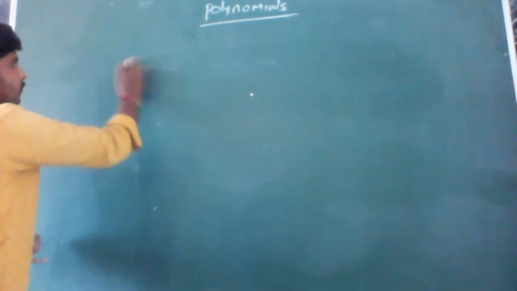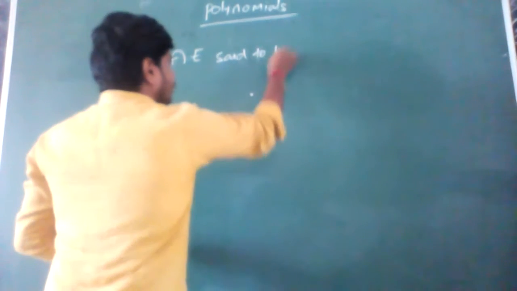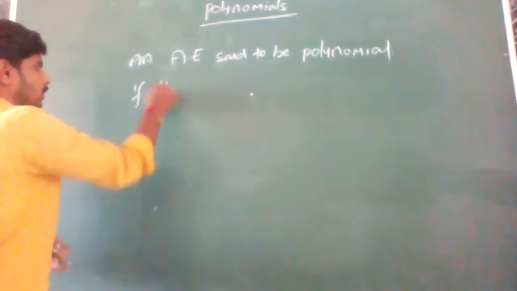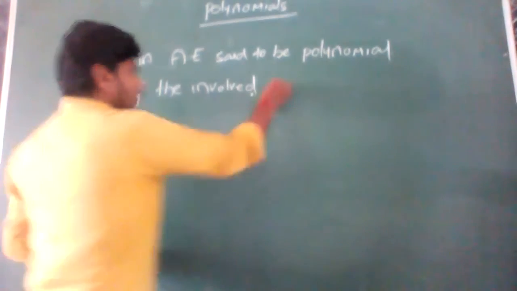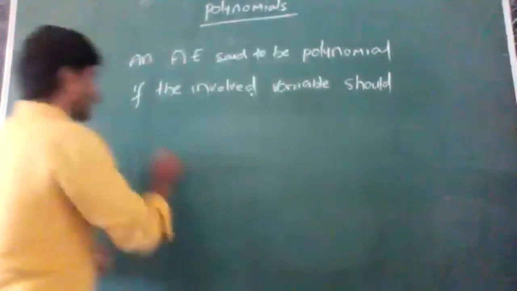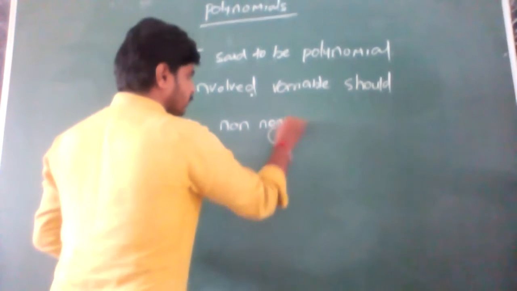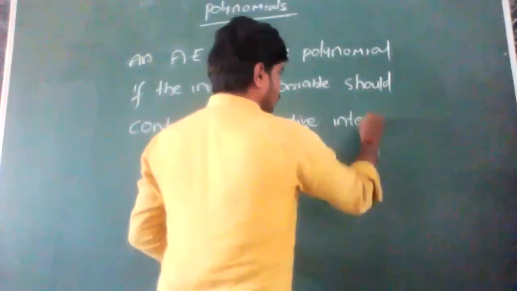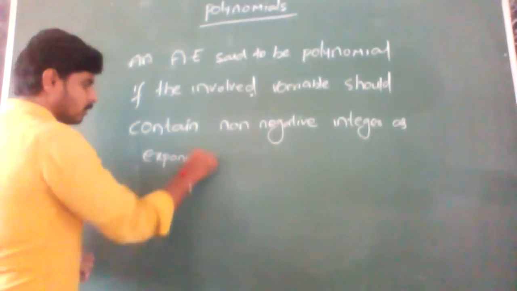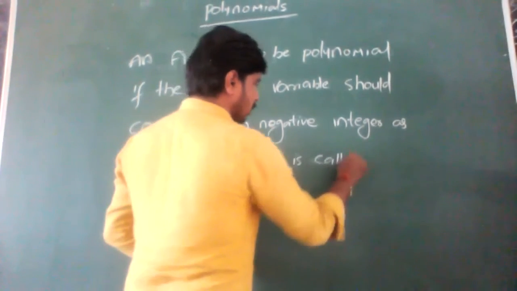An algebraic expression is said to be a polynomial if the involved variable should contain non-negative integer as exponent or power is called a polynomial.